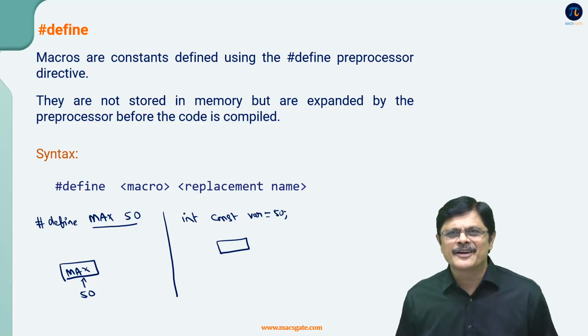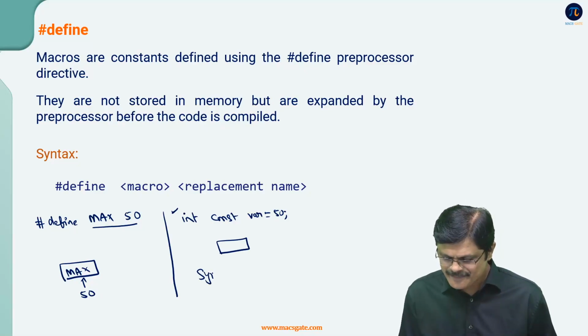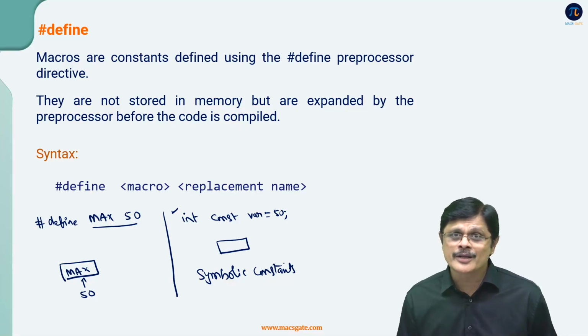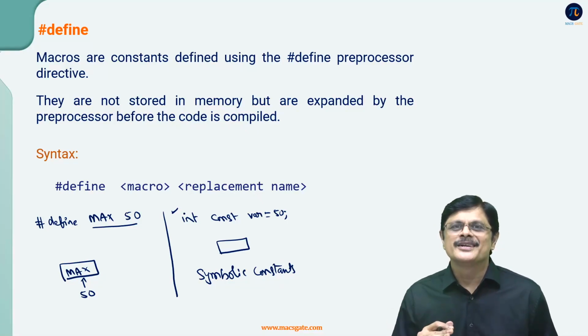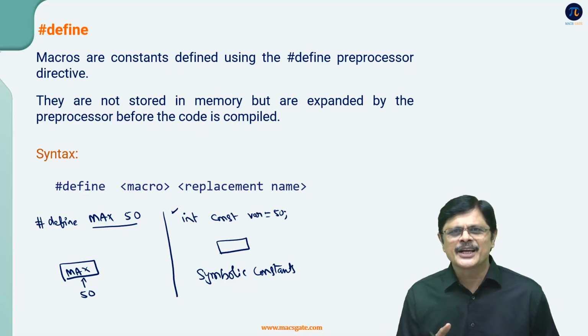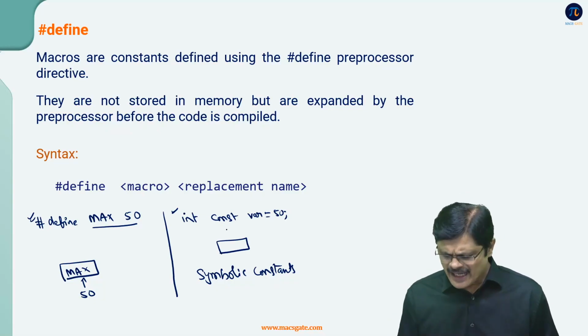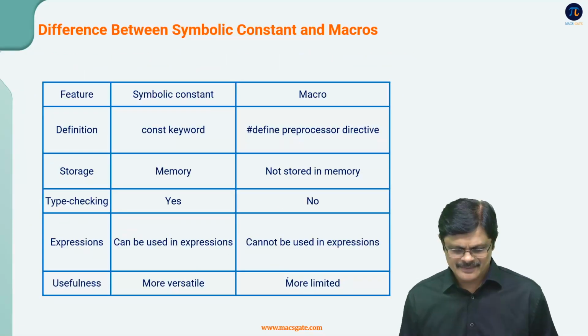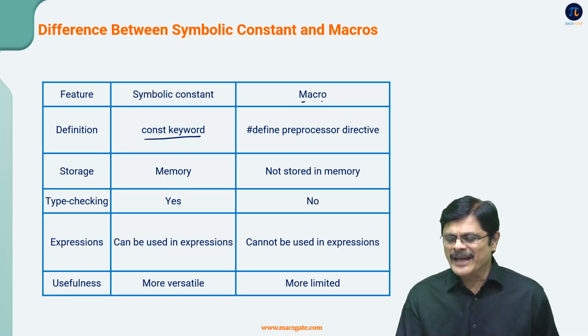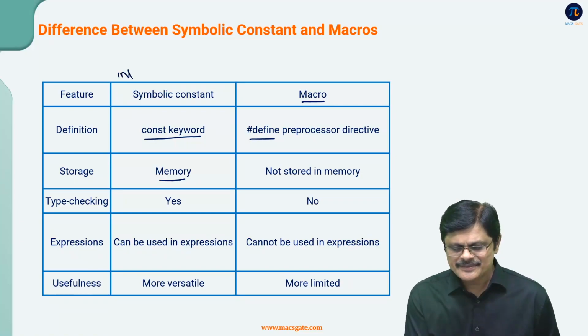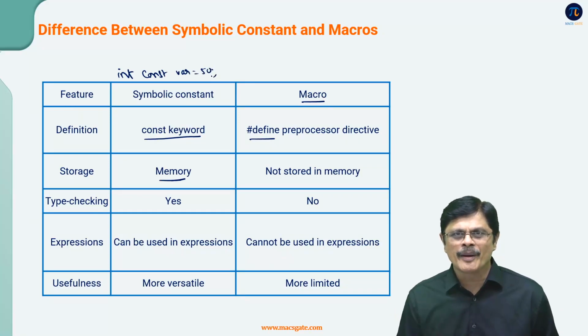So let us try to see the differences between symbolic constants and macros. Of course, as I mentioned, some people also call macros symbolic constants because sometimes they serve the same purpose. There is nothing wrong, but it is always better to call the constants defined by #define macros and these others symbolic constants. Now, symbolic constants are defined by the const keyword, whereas macros are defined using #define directives. Memory is allocated for the symbolic constants, like for this one. Whereas for macros, no memory is allocated.